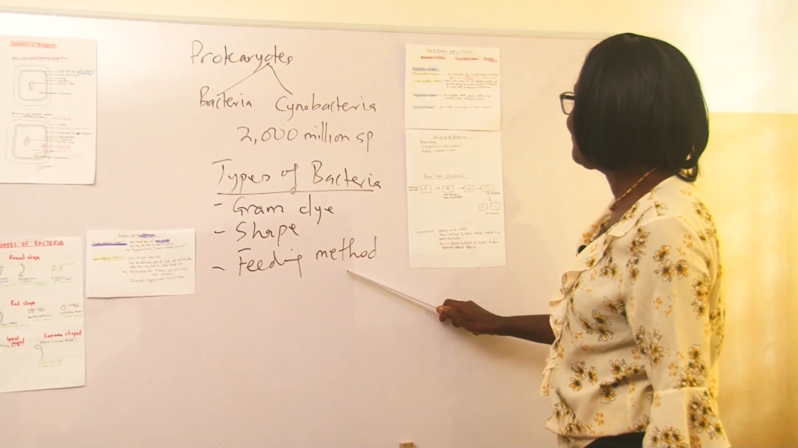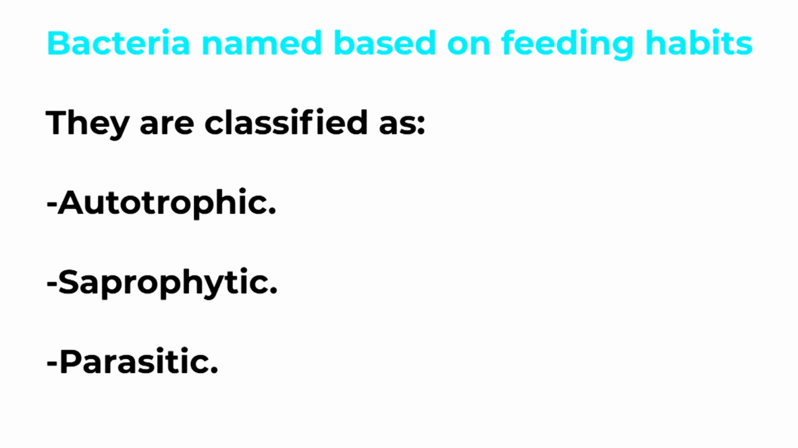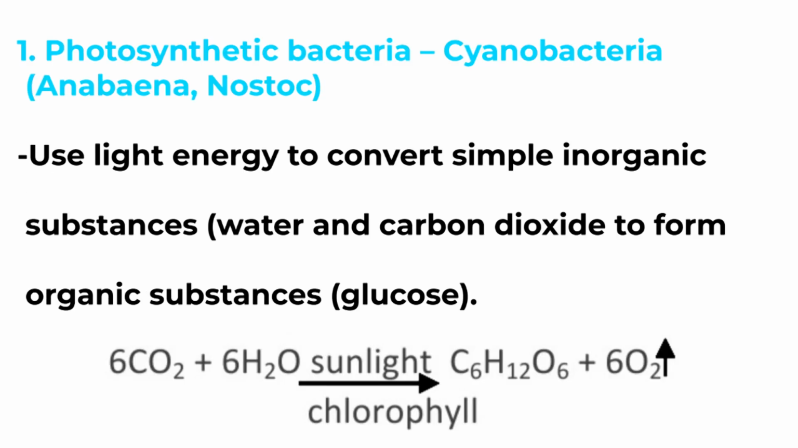Now, the feeding method also separates bacteria. Based on feeding, you have autotrophic bacteria, saprophytic bacteria, and parasitic bacteria. The autotrophic bacteria, autotrophs, can make their own food. You have two types, photosynthetic bacteria. All right, those who can make their own food use sunlight. They have chlorophyll, so they use sunlight and inorganic substances and make food, just like plants do.